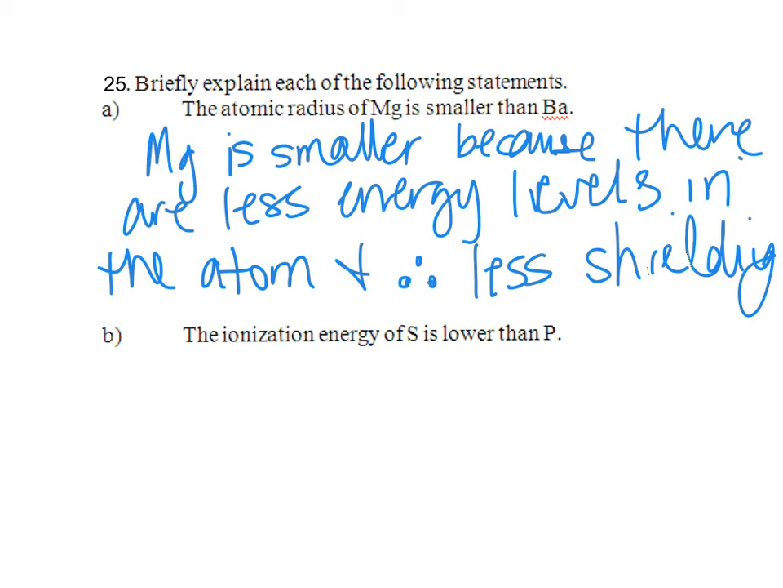Part B. The ionization energy of S is lower than P. So if you're paying attention, you can see that S and P is an exception. It's between the nitrogen and oxygen families. So phosphorus should really have a lower ionization energy than sulfur, but it actually has a higher ionization energy than sulfur. And what does that have to do with? That has to do with those repelling forces. So how would you explain it?